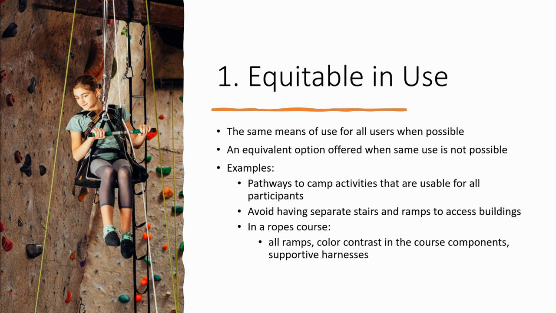Another example in a ropes course is having a ropes course that has all ramps so that it's used the same by all children, providing color contrast in the course components for anyone that may be visually impaired to help them see, but it also helps everyone else as well, and offering supportive harnesses that can be used by all children, again, preventing the isolation.